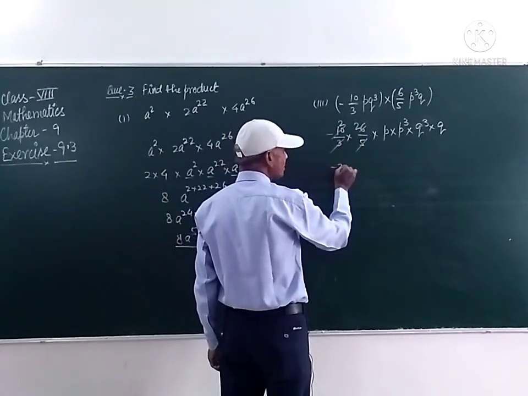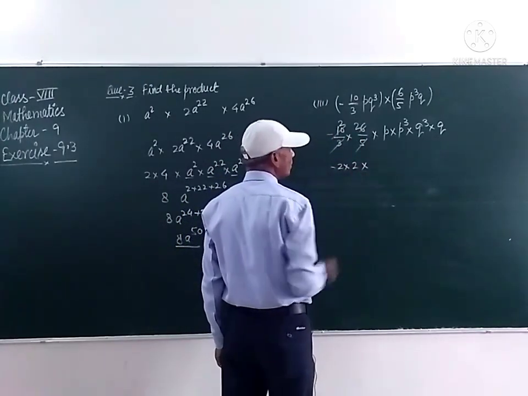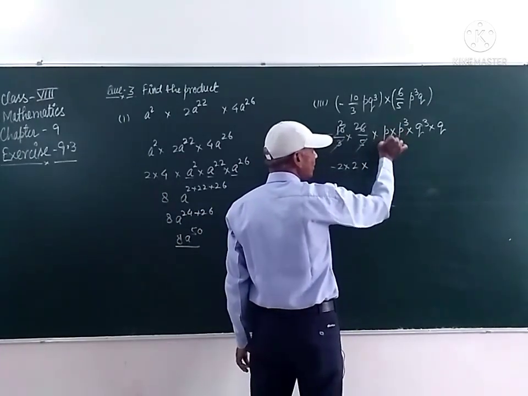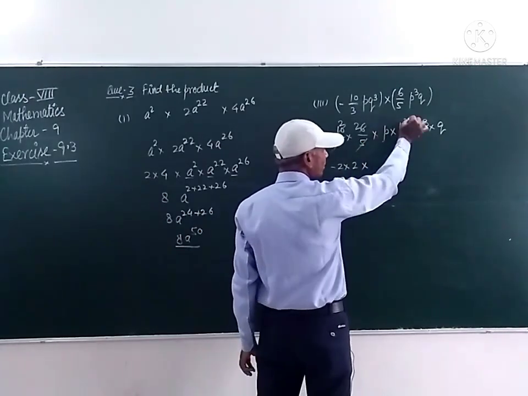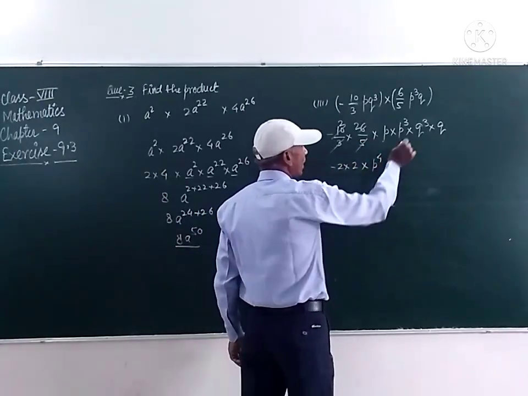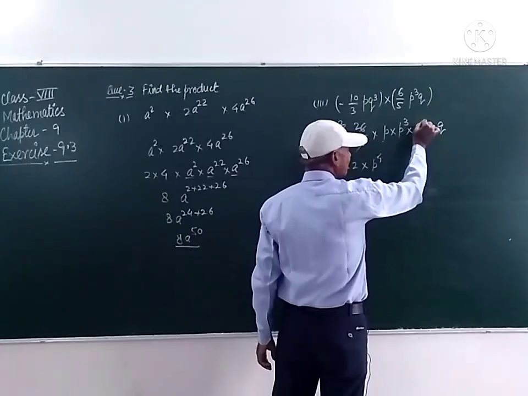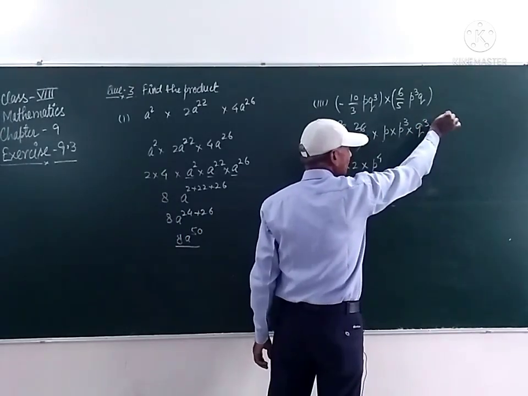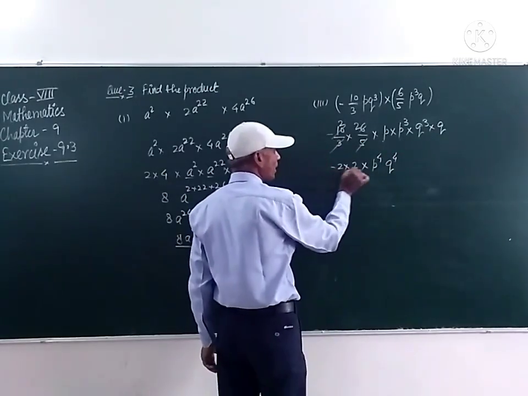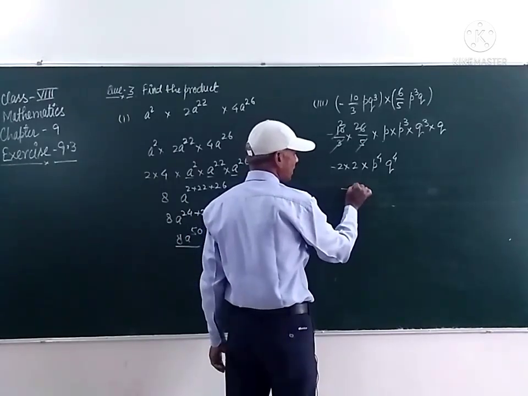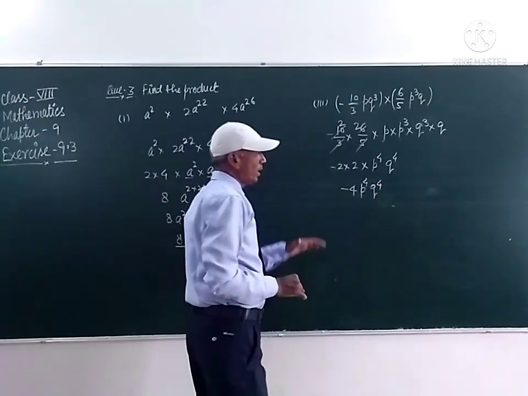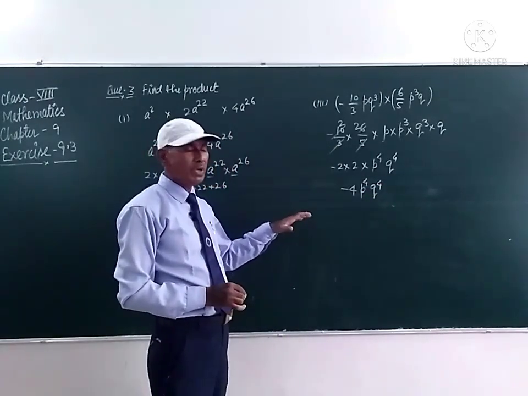So this one, minus 2 into 2 into p to the power 3. So here, student, in p there is power 1. So 1 plus 3, powers will be added. So it will be p to the power 4, and q 3, it means q to the power 3 into q to the power 1, powers will be added. So it will be q to the power 4. So minus 2 into 2, it will be minus 4, p to the power 4, q to the power 4. Remaining part of this question, student, you have to do yourself.